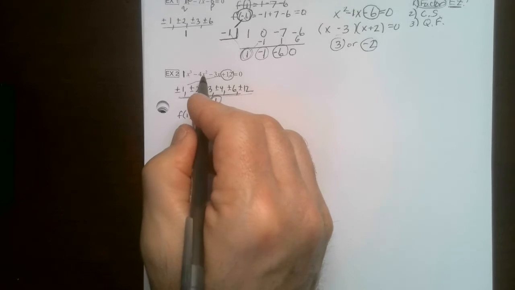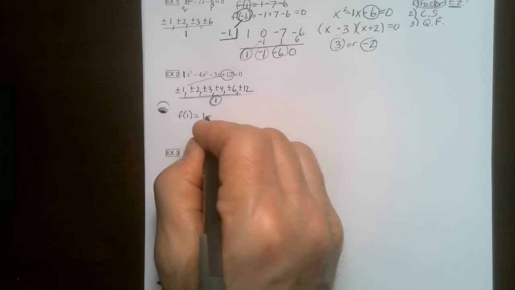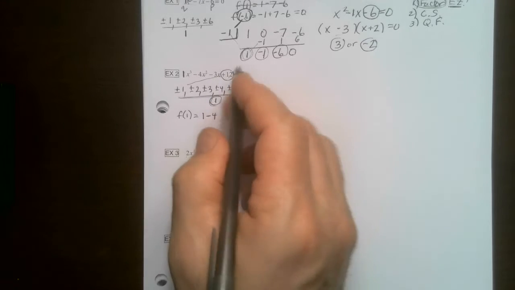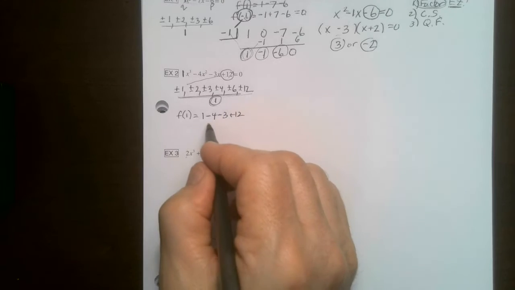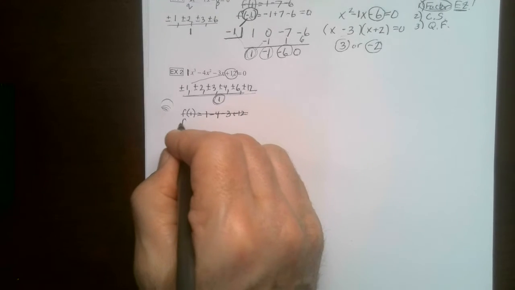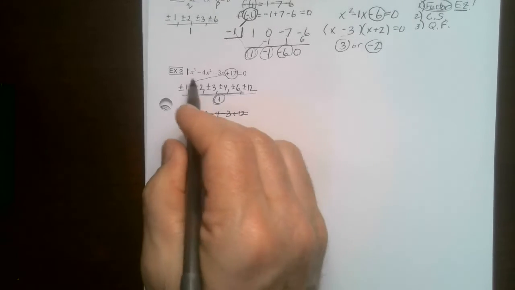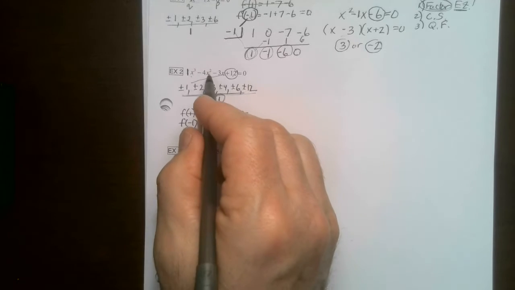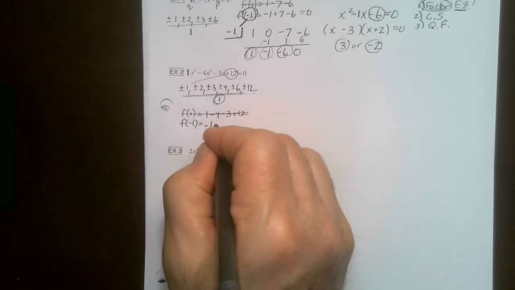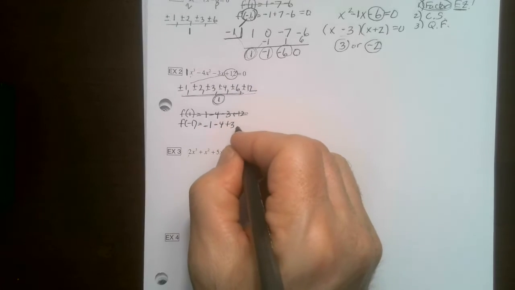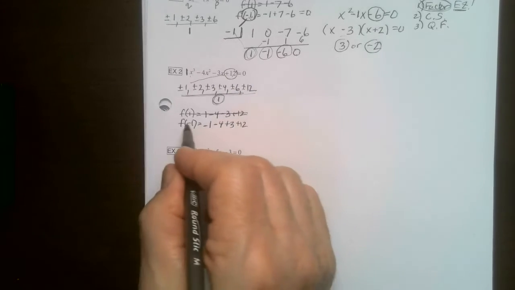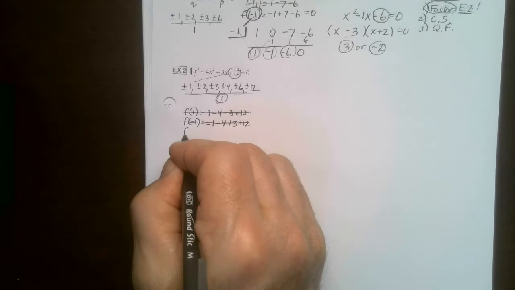1 cubed is 1. 1 squared is 1 times -4 is -4. -3 times 1 is -3. Plus 12. Does that look like it equals 0? No. Now we plug in -1. -1 cubed is -1. -1 squared is 1 times -4 is -4. -1 times -3 is +3. Plus 12. That does not equal 0.